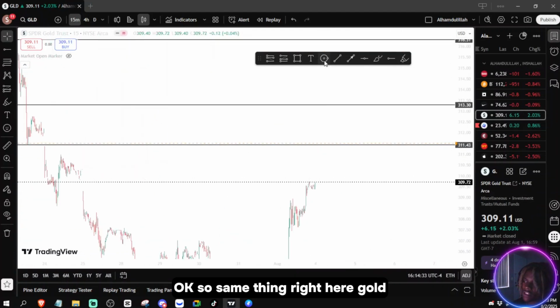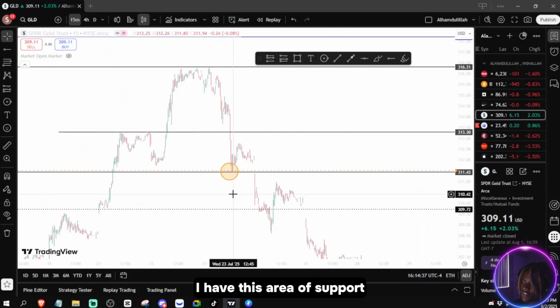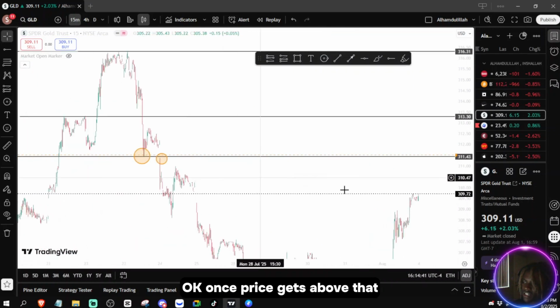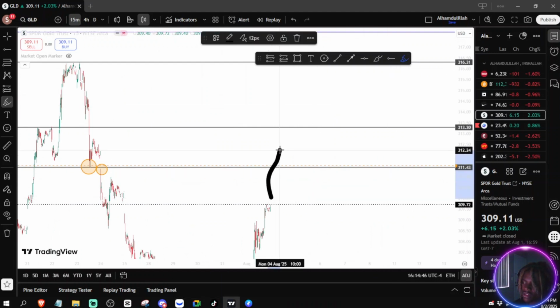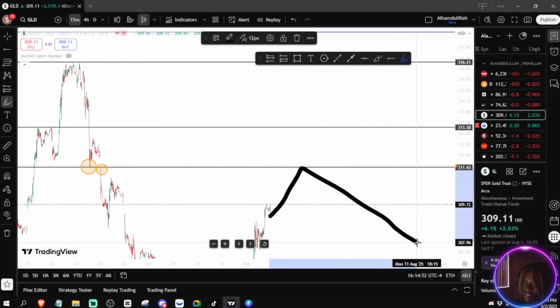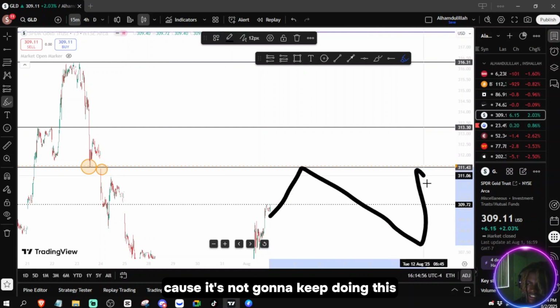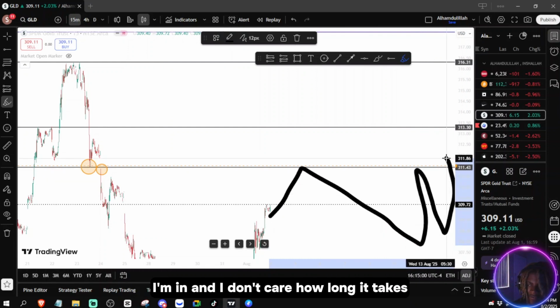Okay, so same thing right here. Gold, I have this area of support marked out with this resistance. Okay, once price gets above that, if price gets above this and holds, then I'm good. Because if price doesn't do this, and even if it does, that's fine, because it's not going to keep doing this. One day it's going to break. And the day it breaks, I'm in.